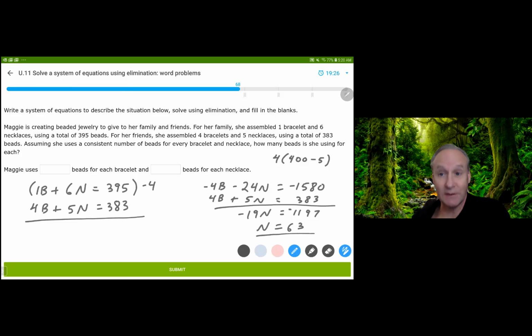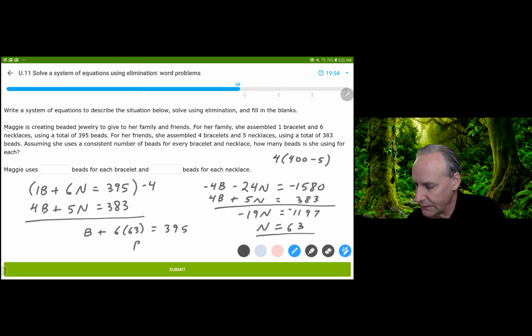And that first equation is definitely my choice. So my first equation says the bracelets plus 6 times the number of necklaces. Go ahead and write it like this, 395. So this is going to be 378, and I'm going to subtract that from both sides. 395 minus the 378 is 17. So the bracelets take 17 beads, don't they?